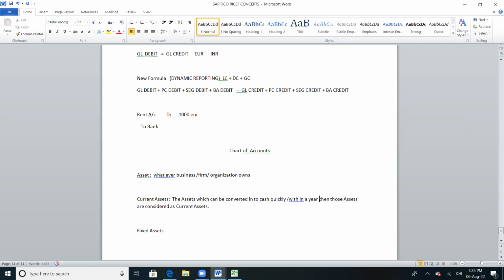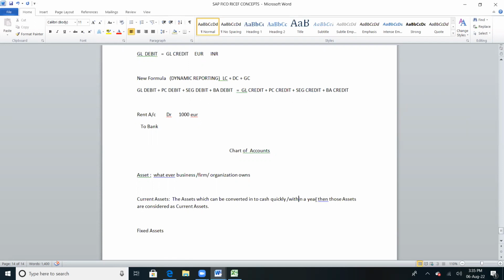Okay. So what is the other answer? The assets which can be converted into cash within a year are considered as current assets. Is this clear now? Right. Again, you will get one more question.